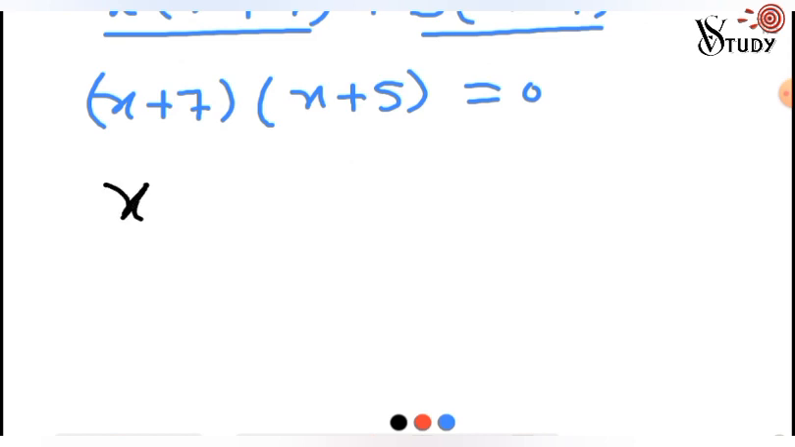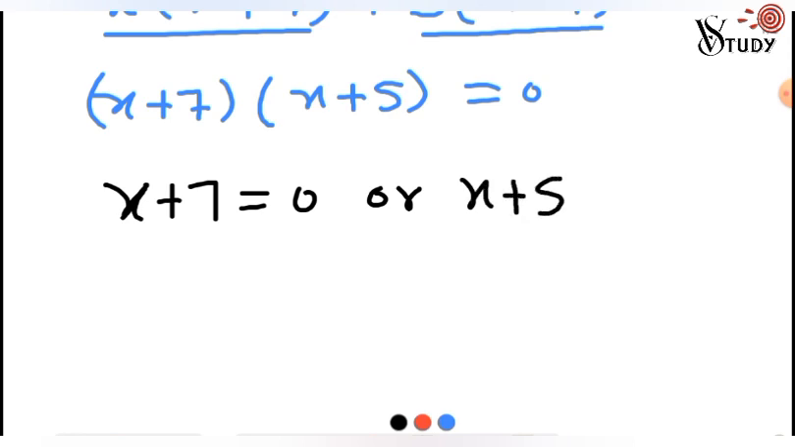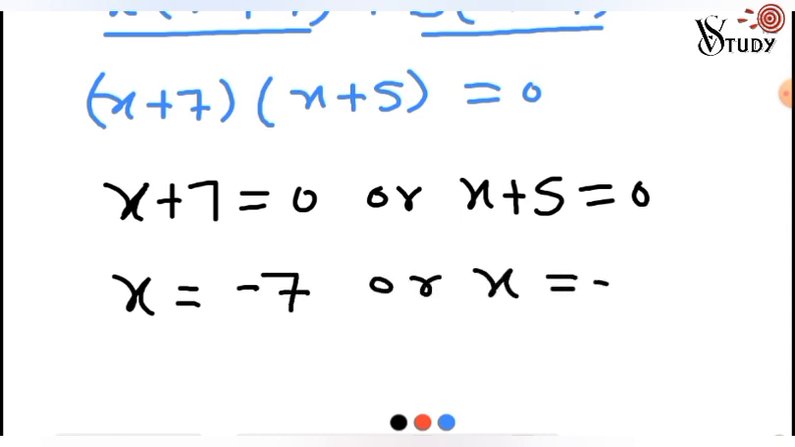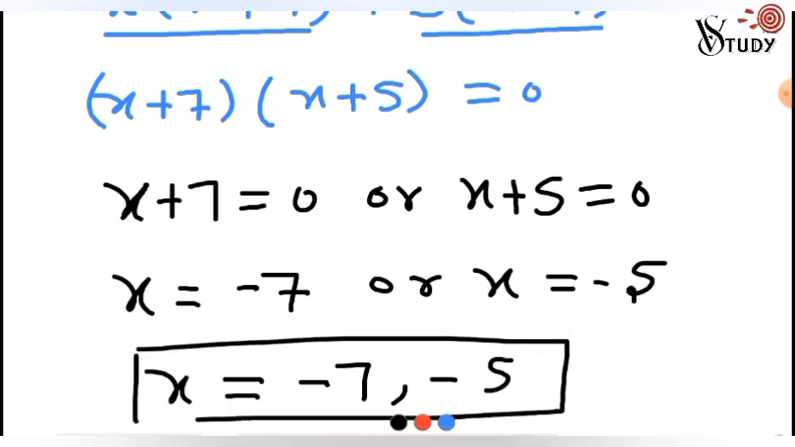Now we put x plus 7 equal to 0 or x plus 5 equal to 0. Solving this, we have x is equal to minus 7 or x is equal to minus 5. So the final solution for x is minus 7 and minus 5. This is the answer of this problem, and we can say that minus 7 and minus 5 are the roots of this quadratic equation. Let's move to question number 12.